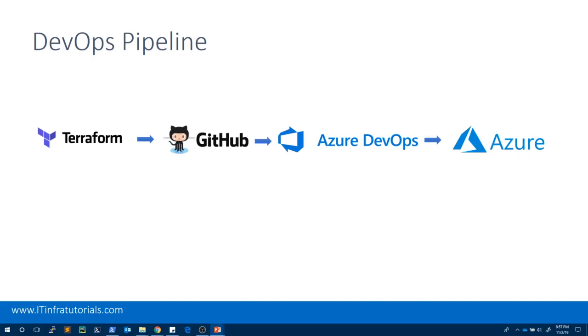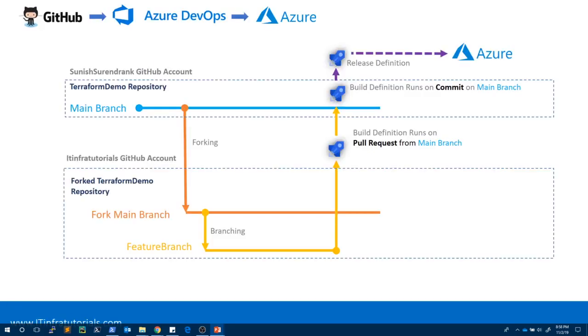So the flow looks like this. This is the DevOps pipeline. The user is creating the infrastructure as code using Terraform, and checking in his code in the GitHub repository. So let's go and see the architecture.